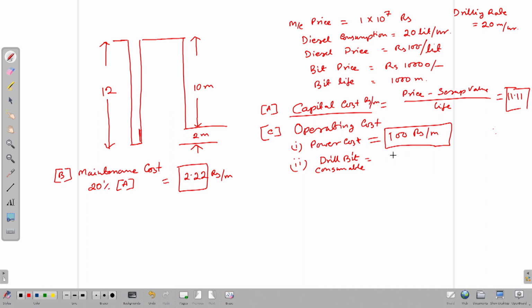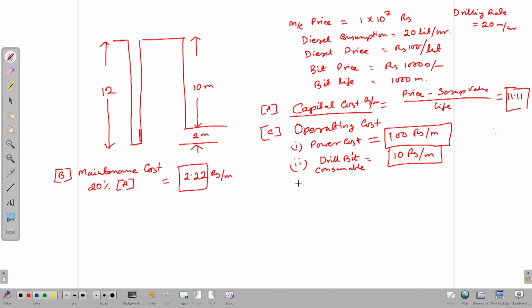So, we know drill bit price by life. The price is 10,000 rupees and life is 1000 meter. So, this is rupees, this is meter. So, it is 10 rupees per meter. As the drill life is given in meter, it was easy for us. 10,000 rupees divided by 1000 meter is giving us 10 rupees per meter directly. So, again let us place it here. This is 10 rupees per meter.